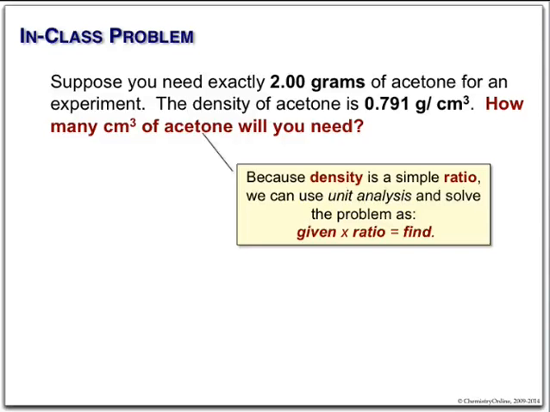Now, why do you do this in lab? Well, because weighing it out would be a bother. But it's very easy to take a liquid and measure its volume. So it's a real life problem. Going to set this up as given times ratio. Look at the problem here. Decide what is given, decide what ratio you'll need, and set it up.